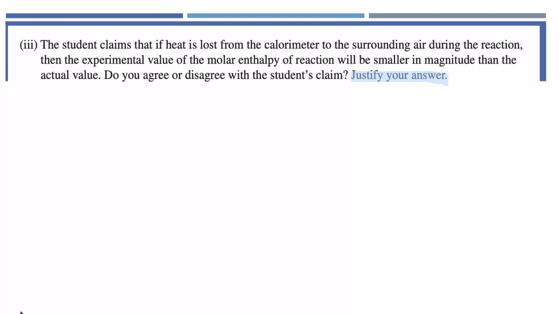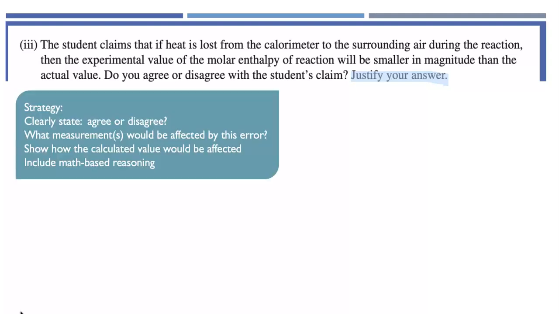Let's think about our strategy. You want to make sure that it's very clear to the reader of your exam whether you agree or disagree. Make that crystal clear. That should be at the top of your answer. It might be the last thing you write in for that part, but make it really clear. When you're doing these kinds of error analysis questions, I recommend that you talk about what measurement or measurements would be affected by this error, and then how the calculated value would be changed because of this, using math-based reasoning to back up your answer.